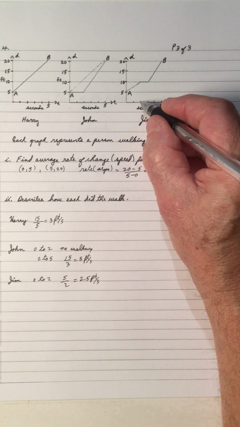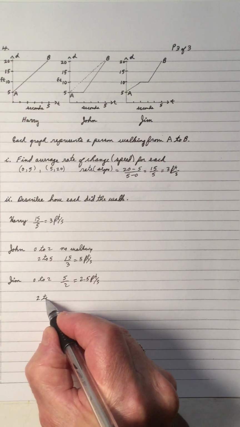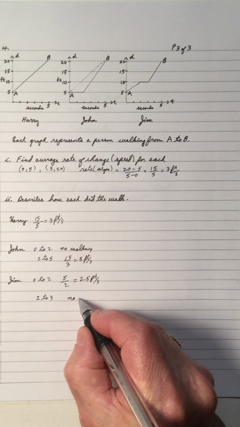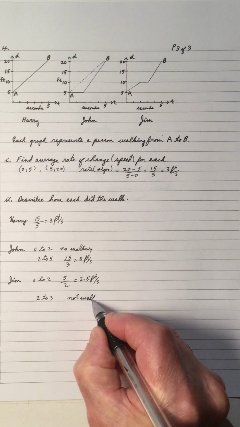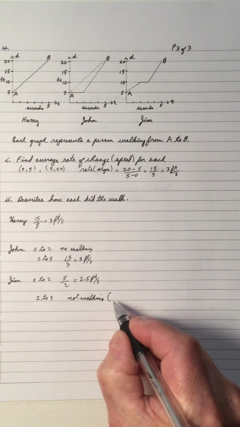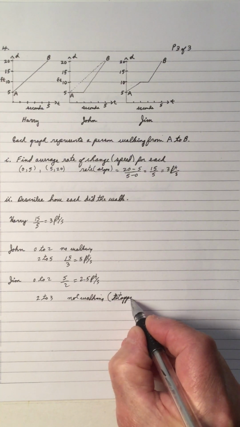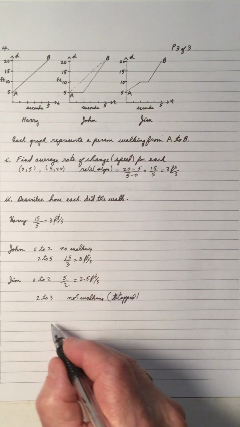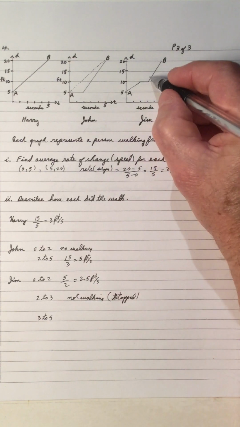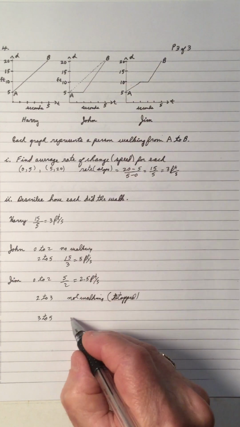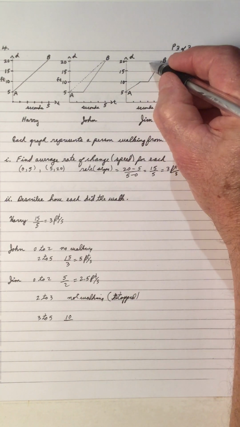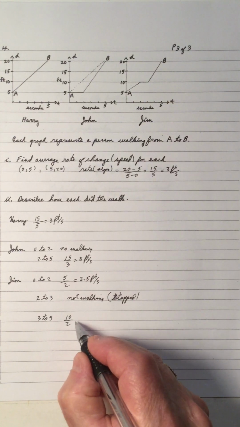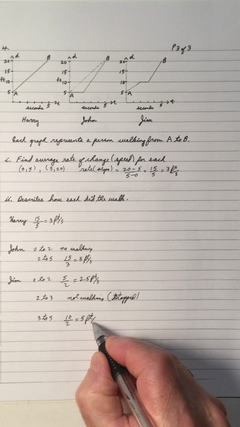And from 2 to 3, time is going by, but the distance never changed. So he was not walking. He stopped. Then, to make up for that time, from 3 to 5 seconds, he went from 10 to 20, so he went up 10, and right 2. So that means he walked 5 feet per second.